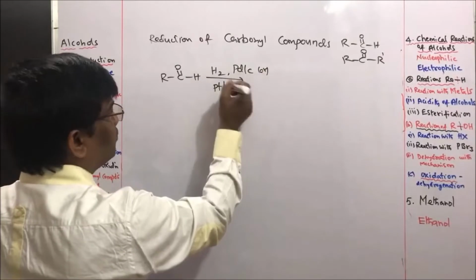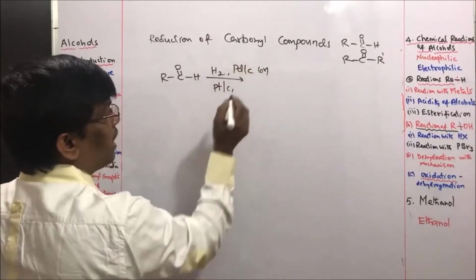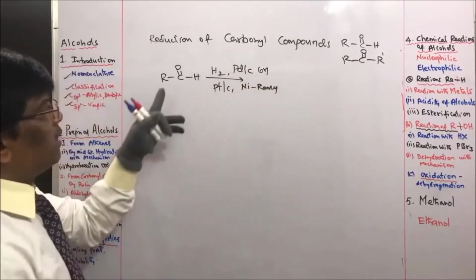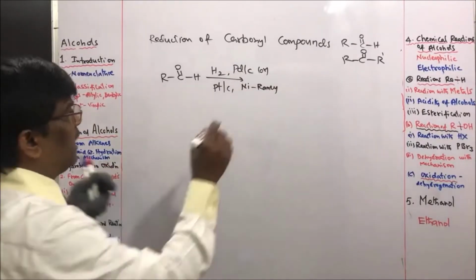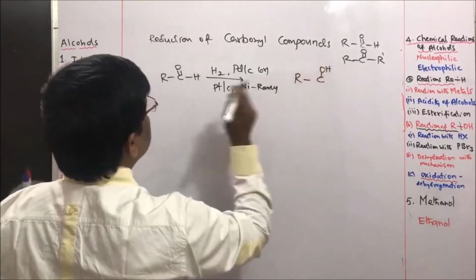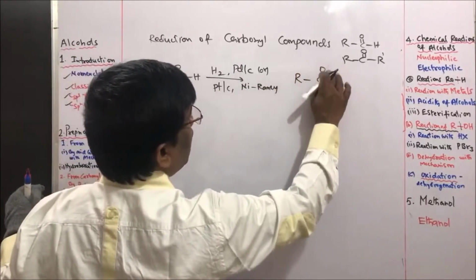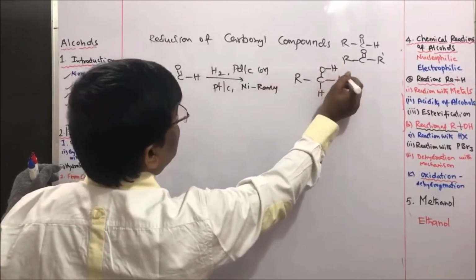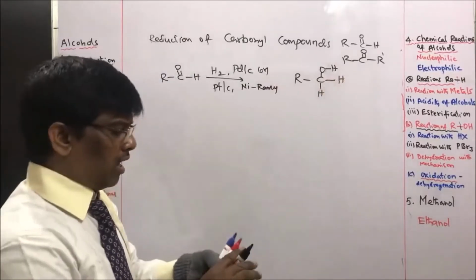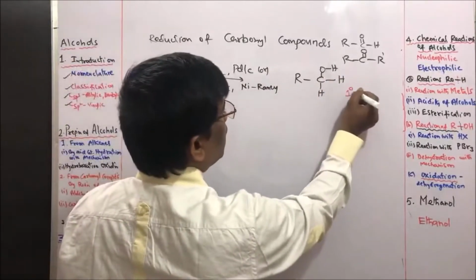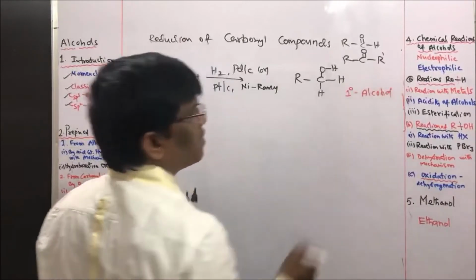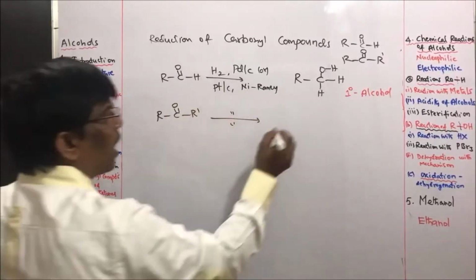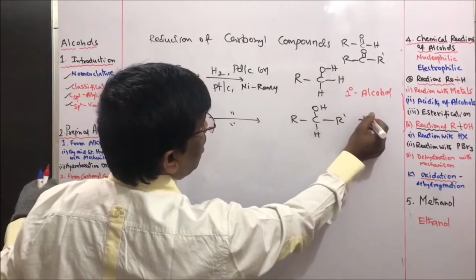Metal catalyzed, that is metals: palladium, platinum and Raney nickel. And doing the hydrogenation, I am going to get alcohol, where hydrogen is going to add to this oxygen and this carbon to give primary alcohol. In this case, aldehydes are going to give primary alcohols. And if I take a ketone and do the same reduction, I am going to get secondary alcohol.